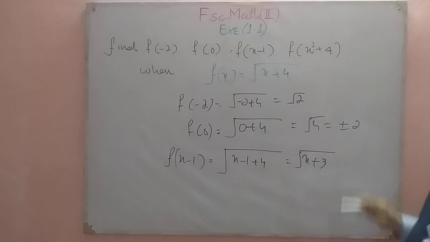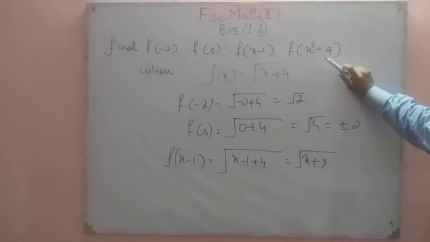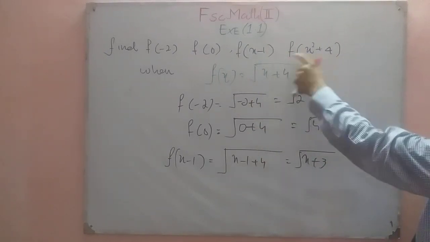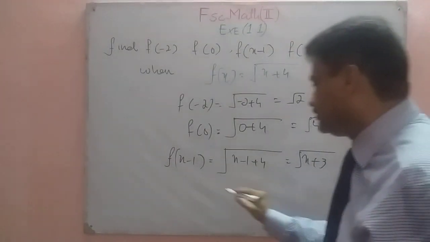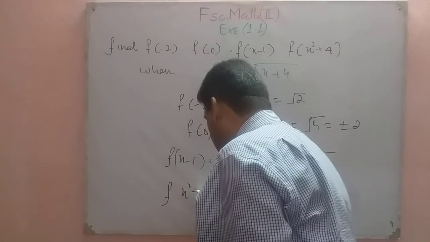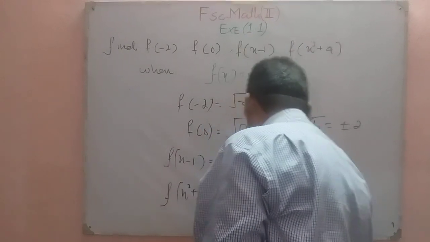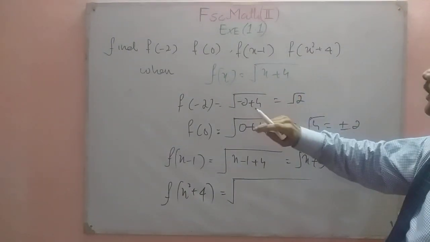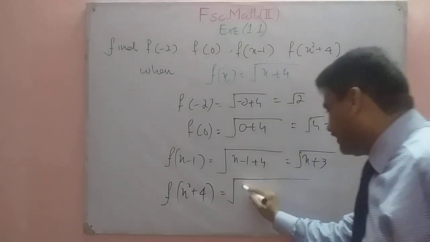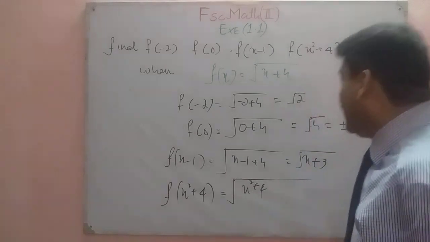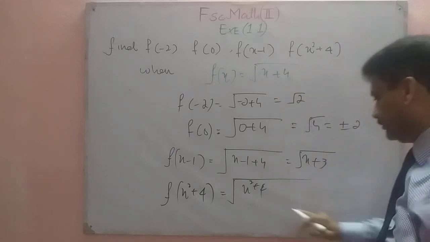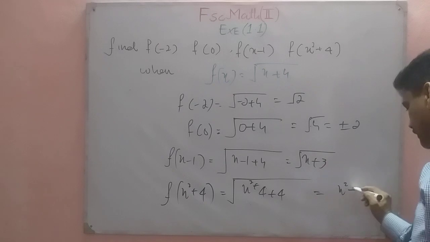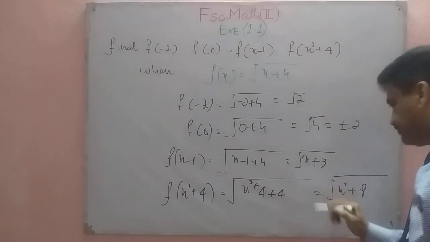Similarly, when we find f of x square plus 4, we just replace x by x square plus 4 in this function. We will get f of x square plus 4 will be equal to square root of x square plus 4, and we replace x by x square plus 4, plus 4 again. We will get x square plus 8.